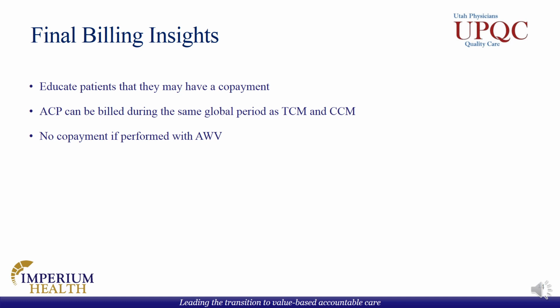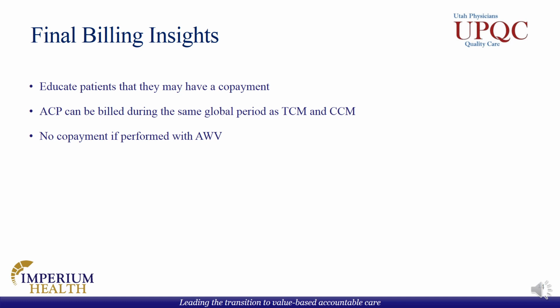So a couple other final billing insights for you. Educate your patients that they may have a copayment. You can perform an annual wellness visit or advanced care planning just about anywhere, but it's always good to know that there may be a copayment. Advanced care planning can be billed at the same time as a surgical global period, a transitional care management global period, or a CCM global period.